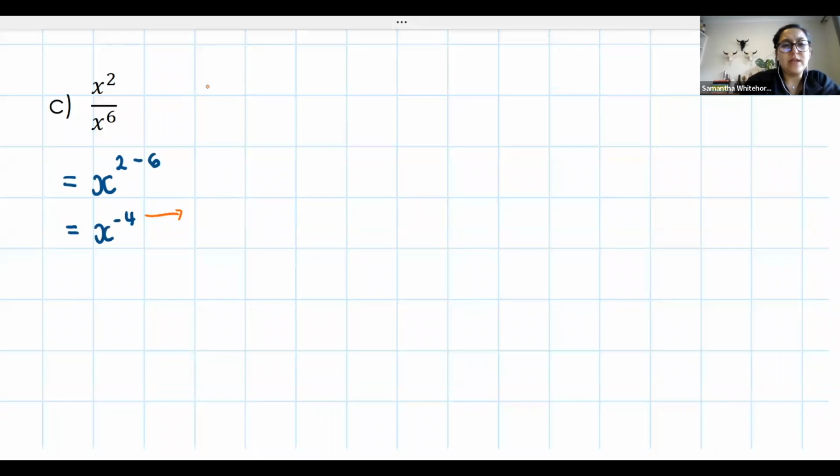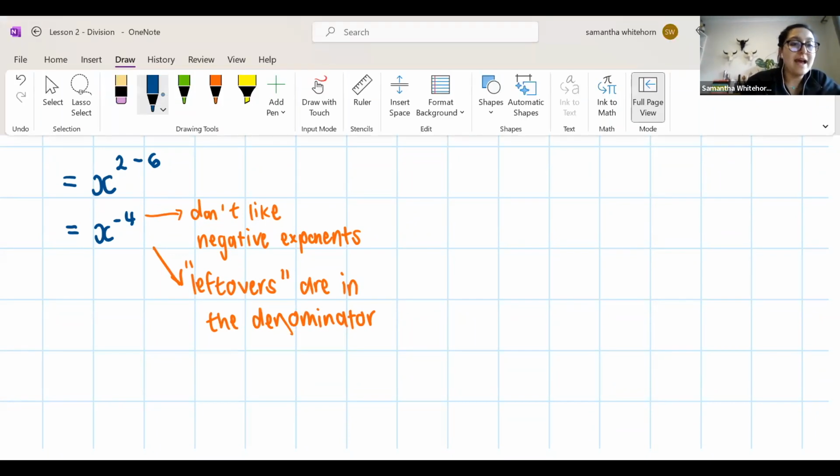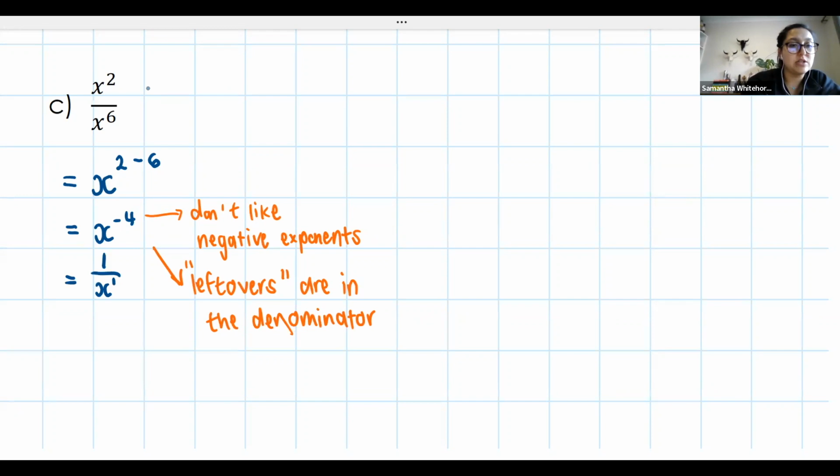I need to be careful. We don't like negative exponents, and so I never want to leave my answer with a negative exponent. So we need to understand what this negative exponent means. This negative exponent actually means that my leftovers, I don't know how else to put that, so I'm just going to put it in inverted commas, what we have left after we've divided, are actually in the denominator. So what we actually have here is a fraction, and so this x to the power -4 actually is 1 over x to the 4.